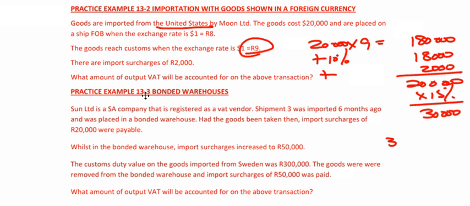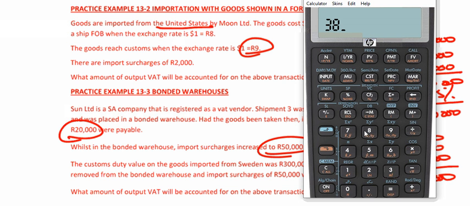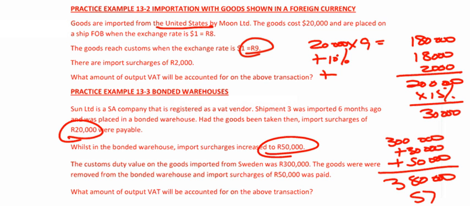So customs duty value, 300,000, plus 10%, because it comes from Sweden. It's not a BSLN country, not Botswana, Swaziland, Lesotho, or Namibia. Do we use the 20,000 or the 50,000? We have to use the 50,000. And what's going to end up happening? We need to work out the amount of VAT on that. 380,000 Rand times 15% gives you 57,000 Rand. So the amount of VAT on that would be 57,000.